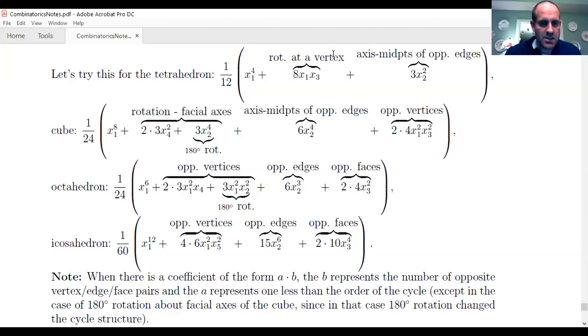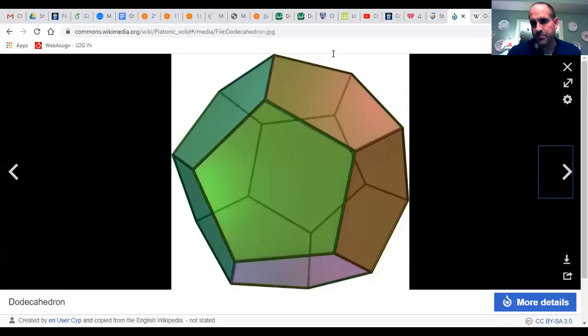All right, that's pretty nice. And so as not to ruin your fun, I'm going to go ahead and leave the dodecahedron alone for now.